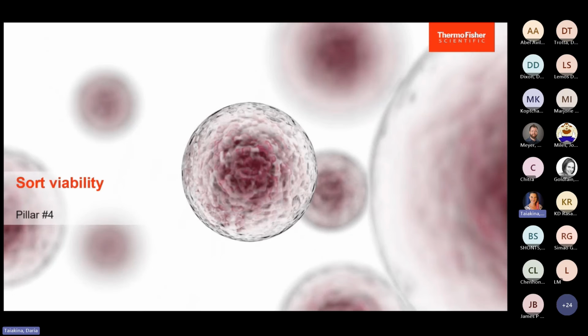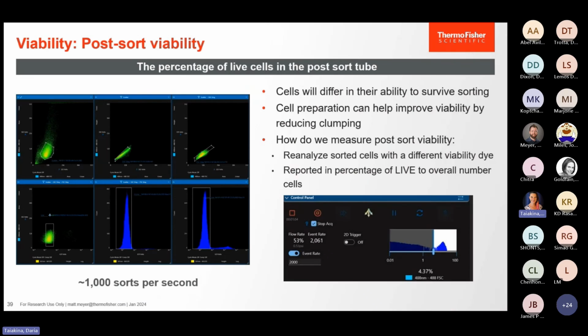The fourth pillar is sort viability. The last two, viability and proliferation, we'll try to get through a little quicker. Post-sort viability is the percentage of live cells in the post-sort tube, and that will differ based on their ability to survive the sort. Cell preparation, again, can help improve viability by reducing clumping, reducing fanning, things of that nature.